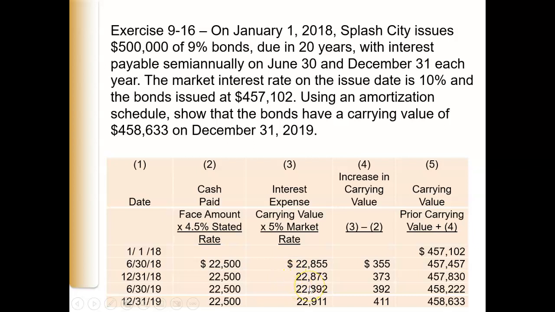Now for the second period, it's 457,457 times 5%. That's 22,873. Now the difference between what was paid and the interest expense, that adjustment of 373 gets added again to the carrying value of the bond. So we continue to do that. And then after 2 years or four payments, do you see how we can tell our carrying value is the 458,633? Yes? Does that make sense, guys? Anybody have questions?